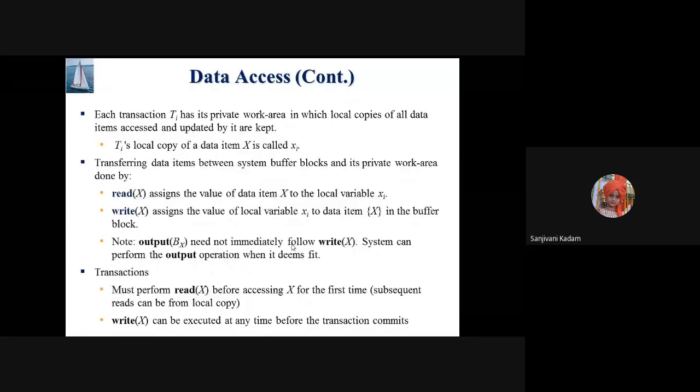So transactions must perform read X before accessing X for the first time. After reading for the first time, it can go for subsequent multiple writes from the local copy, and write X can be executed at any time before transaction commit. It means this can perform changes to the local, that is buffer, copy at any point before the transaction commits.